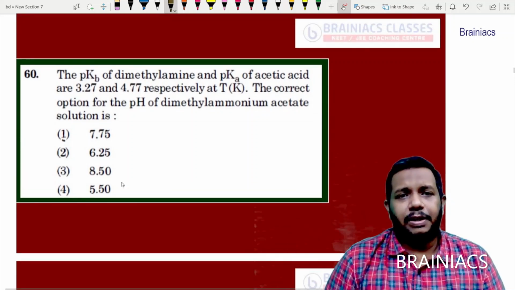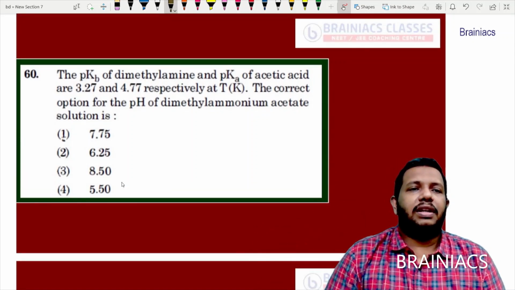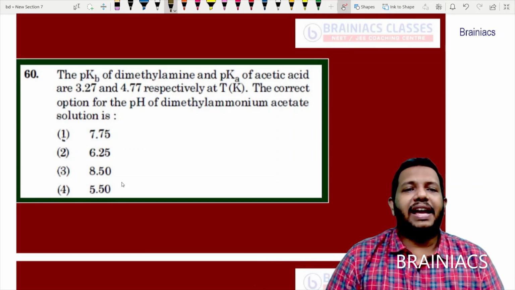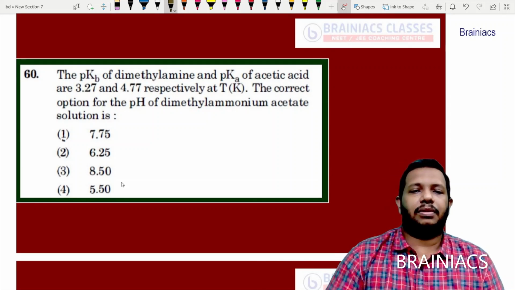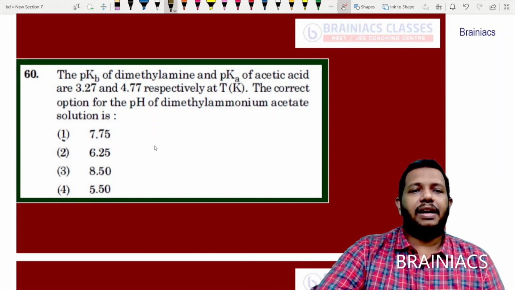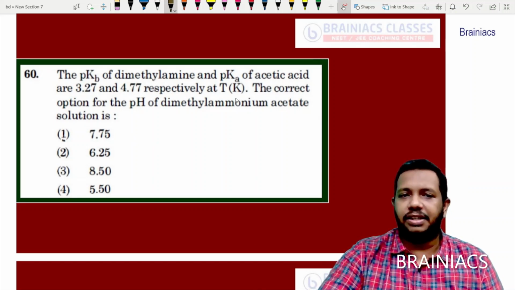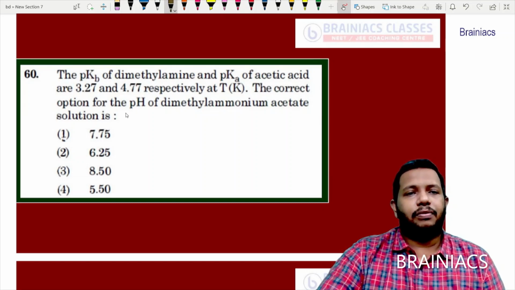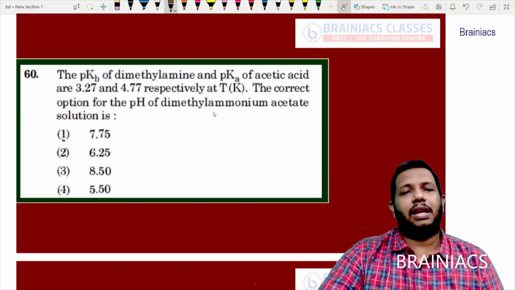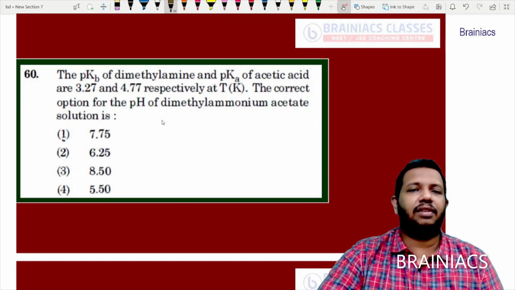This is from the chapter Ionic Equilibrium. The question here is: the pKb of dimethylamine and the pKa of acetic acid are given at a temperature T Kelvin. The correct option for the pH of dimethyl ammonium acetate solution is.